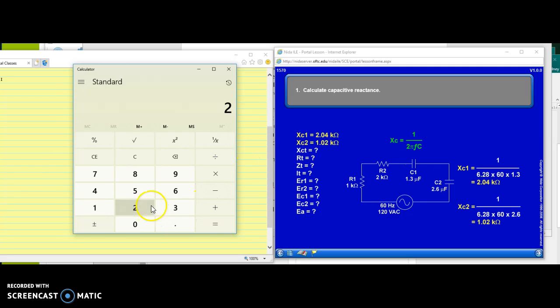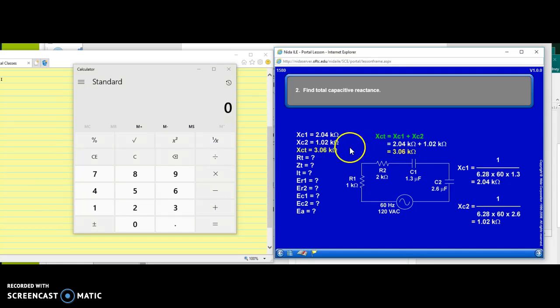Same thing is true here with the 2.6. We have to say 2 times 3.14 times 60 times 0.0000026, and then C2 is 2.6, equals, reciprocate that, we get 1020 ohms, but if we move that decimal point 3 places, 1.02K ohms. So we're good there. So we see that math, we see how they applied the X of C formula to get the X of C for both C1 and C2.